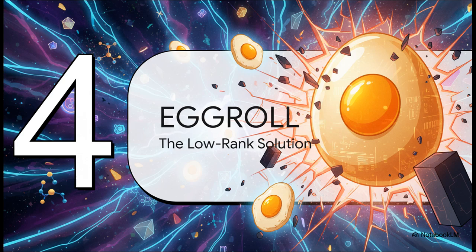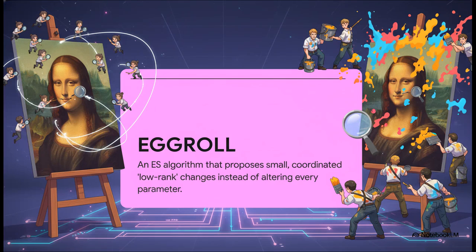The researchers developed a brilliant new algorithm they call EGGROLL, and it's a super clever solution that completely smashes through that hyperscale wall by totally rethinking what a mutation even is. So instead of randomly tweaking every single one of the billions of parameters, EGGROLL makes small, highly coordinated changes. Think of it like this.